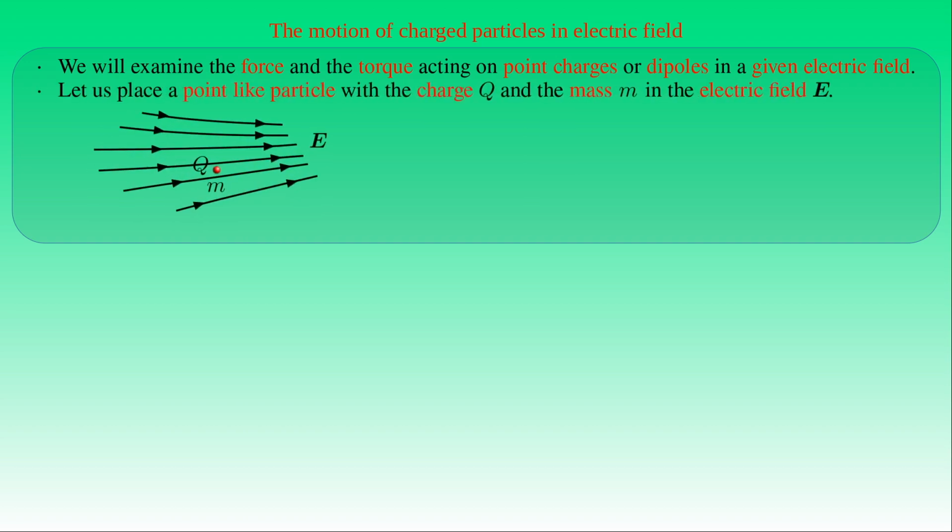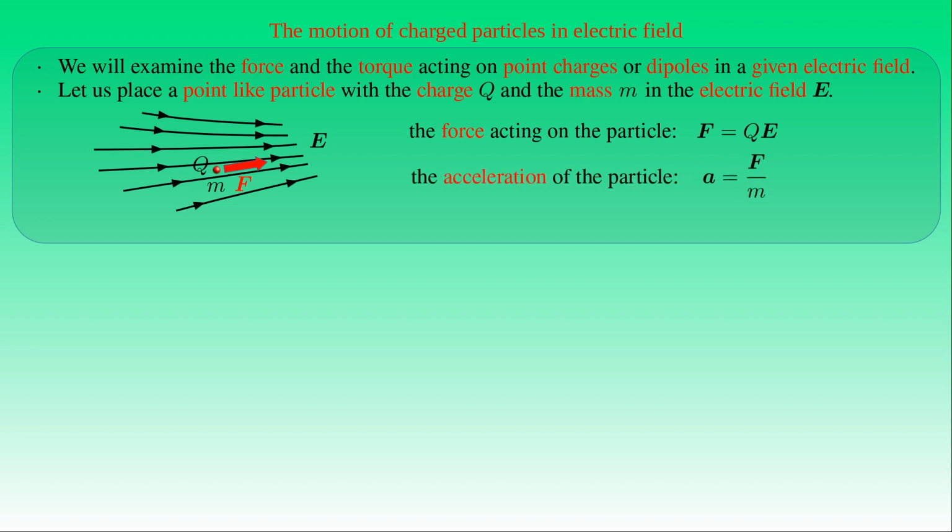For example, if a point-like particle with the charge q and the mass m is placed in an electric field E, then the field exerts a force F on the particle, which is by definition equal to the charge q times the electric field strength E in the position of the particle. The force F will accelerate the particle, and its acceleration a is given by the force F divided by the mass m. If we substitute the expression obtained for the electrostatic force into this equation, we can see that the acceleration is equal to q times E divided by m.